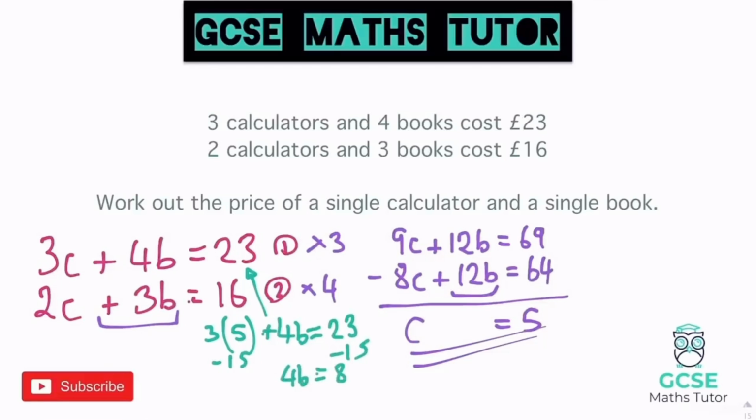And then dividing that by 4, we get b equals 2. There you go, 8 divided by 4, b equals 2. So our final answer there, we got c equals 5 and b equals 2. Obviously thinking about the context here, that was a calculator is £5 and a book is £2.